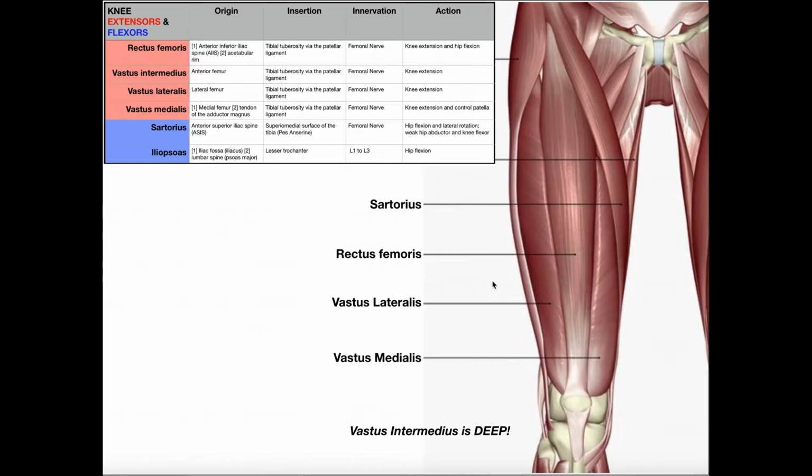In this video, we're going to be discussing the Quadriceps Femoris muscle group, which are the knee extensors. We're going to be looking at their origins, insertions, innervations, and actions, and we'll hopefully be able to correlate some of the origins and insertions with some of the differences in the actions.